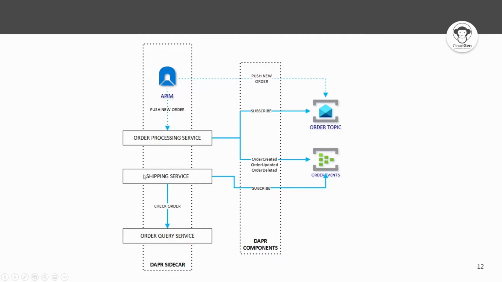So, and they also communicate directly. I mean, the shipping service, for instance, can call the other query service just to make sure that the order is, or grab some extra order details before starting the shipping, and make sure that the order still exists, right? So we are in a choreography based scenario in this case, so there is no orchestrator.